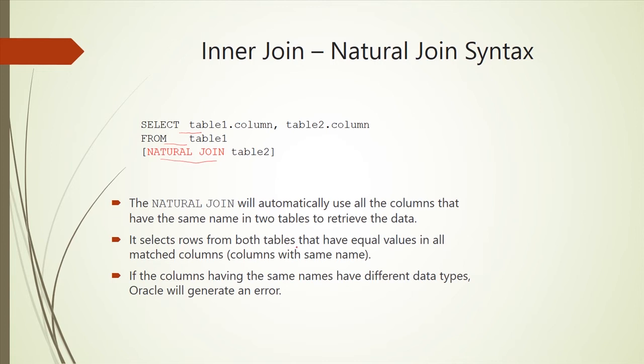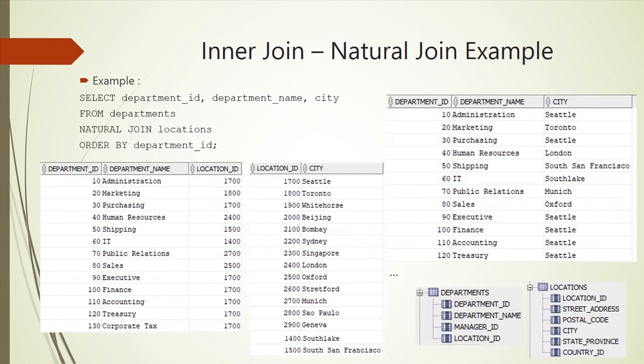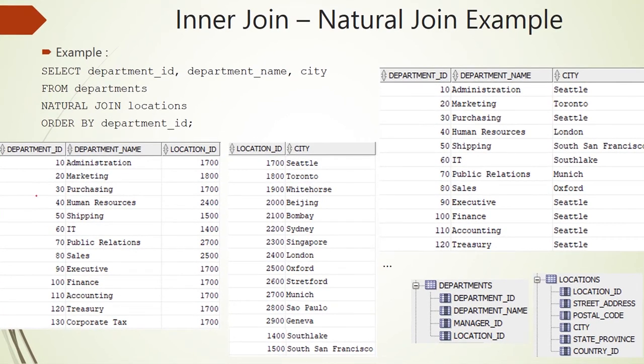It selects rows from both tables that have equal values in all matched columns with the same name. If the columns have the same name but different data types, the select statement will return an error. Let's have a look at this example to understand how to use natural join. Here we have two tables, the departments table and the locations table. Let's assume that we want to write a select statement to return the department name, which exists in the first table, and the city, which exists in the second table.